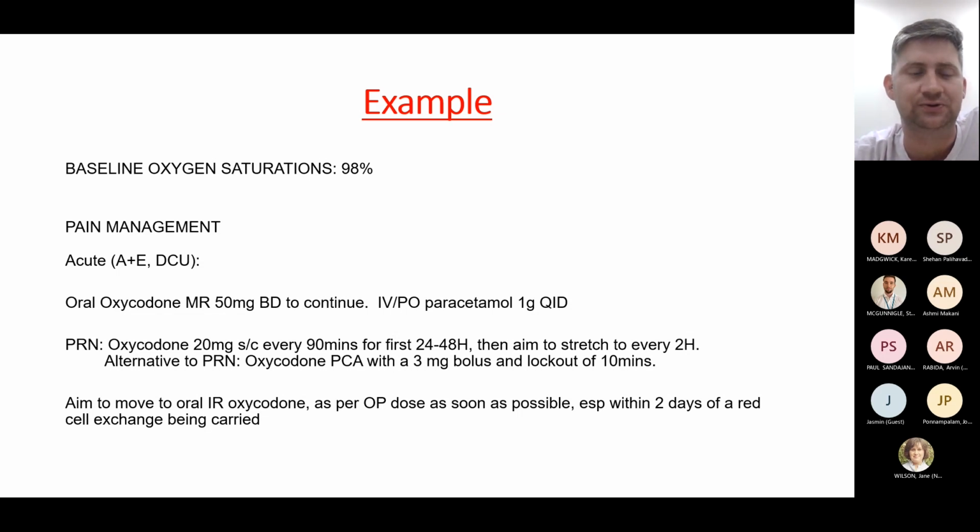And we aim to move to oral immediate release oxycodone as per what the outpatient doses were as soon as possible, especially within 2 days of a red cell exchange being carried out. Not every patient has a red cell exchange, obviously, but sometimes they need one. So that's why it was added onto that for that patient. If the patient is new to the hospital, so say he's not from our trust, quite handily, there are contacts for North Central London where you can access their patient key record if they have one. If not, you need to go back to what we talked about before with the initial doses of morphine.